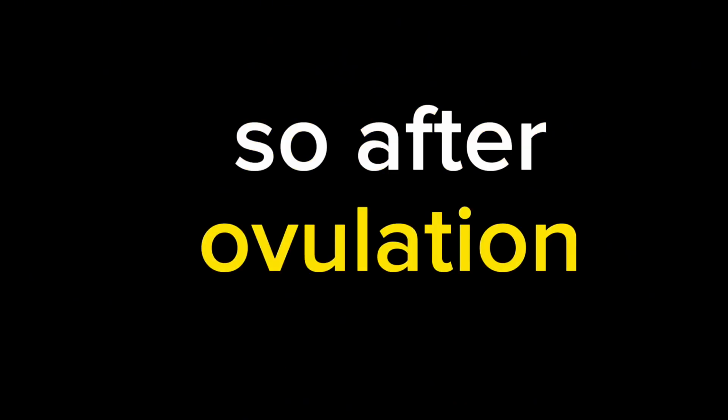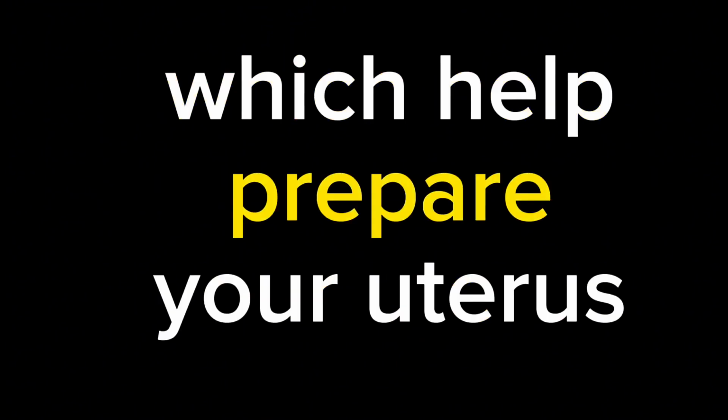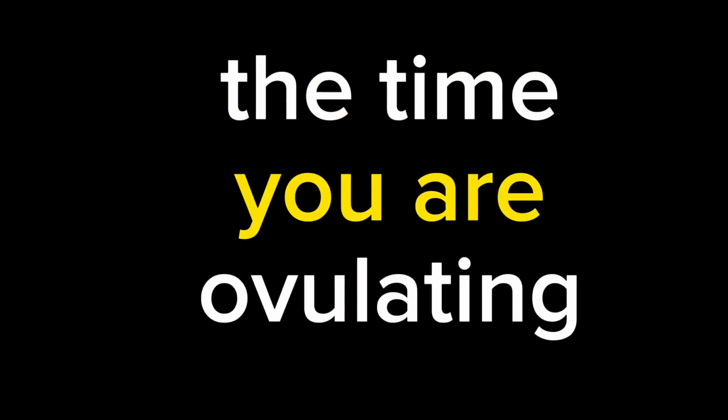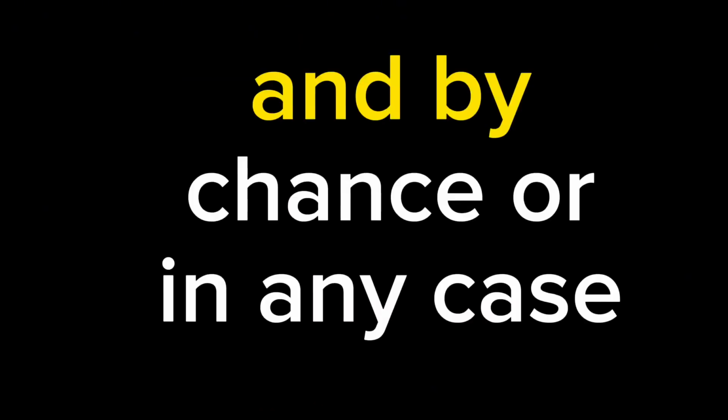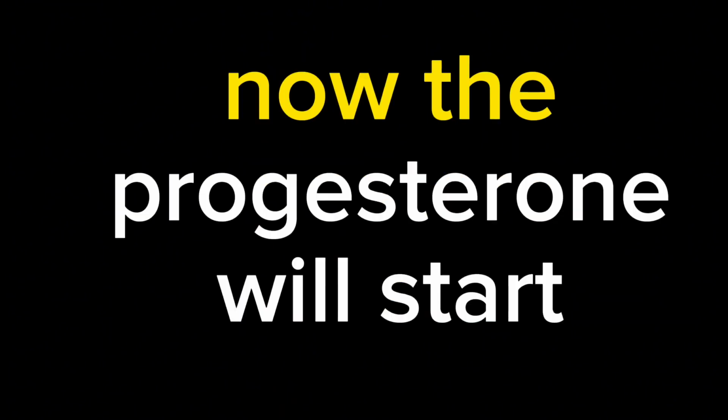So after ovulation, the hormone progesterone rises, which helps prepare your uterus for pregnancy. So in case during the time you are ovulating, you met a man or you had unprotected sex, and by chance or in any case you got pregnant, now the progesterone will start preparing the uterus for pregnancy.